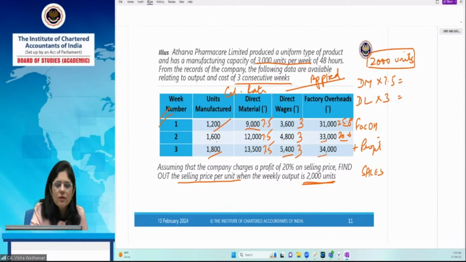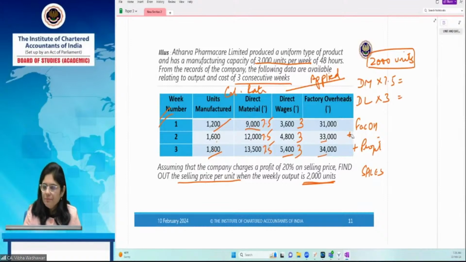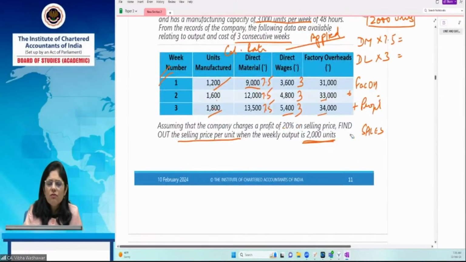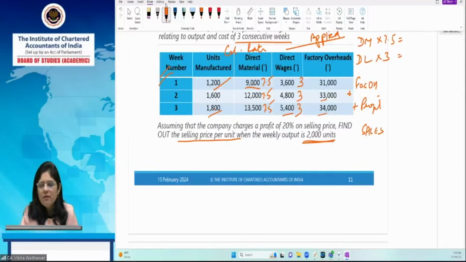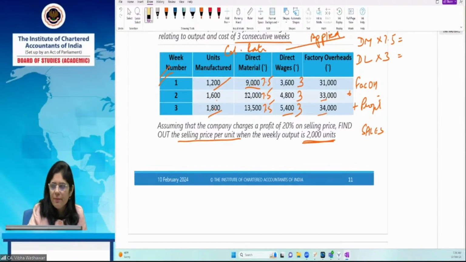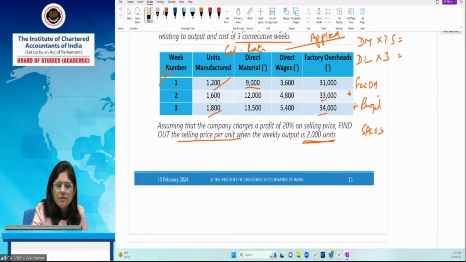Clear? So it's semi-variable. Let me clear out the whole board. So factory overheads, we have to split between variable and fixed. I'll erase the rest so that you understand better. I hope you have understood the material and the labor. Otherwise it will be too cluttered.